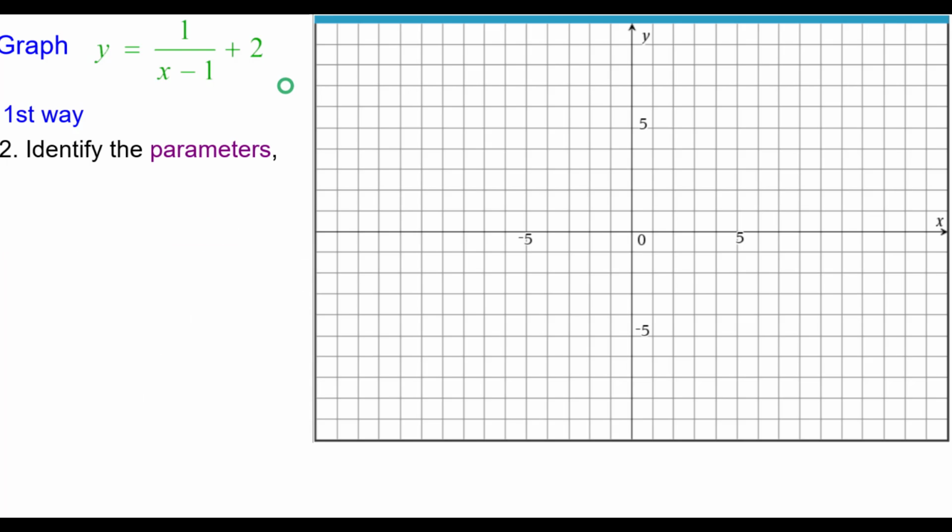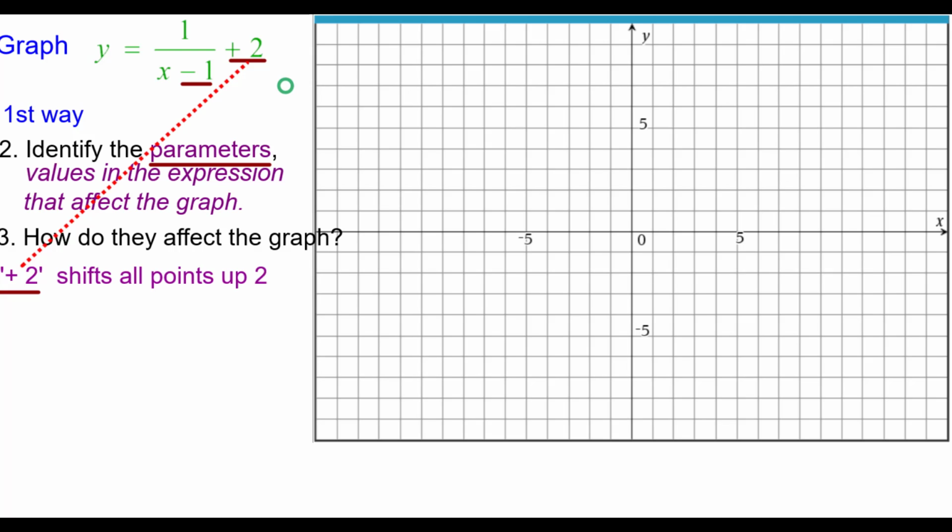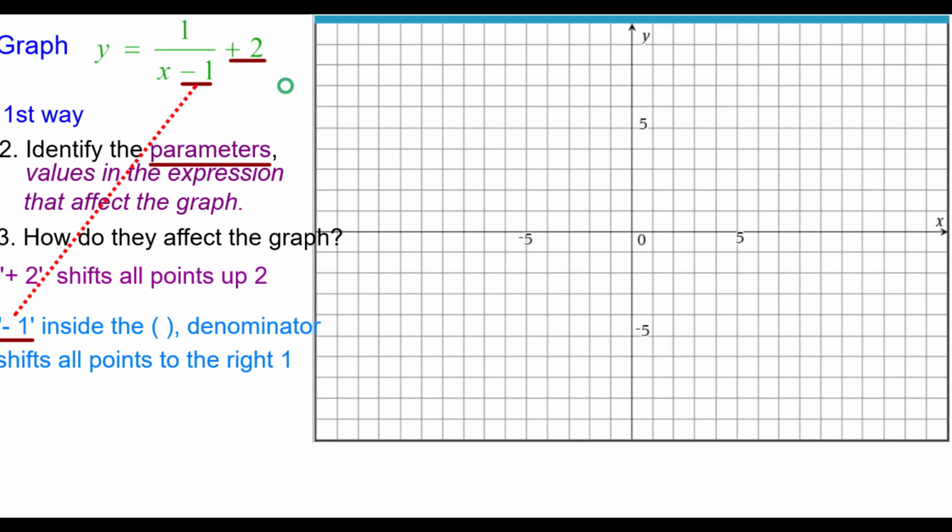We need to identify the parameters, and in this case there are two of them, values in the expression that affect the graph. How do they affect the graph? Well, the plus 2 affects the y values. It shifts all points up 2, while the minus 1 inside the parentheses, inside the denominator, shifts all points to the right 1.